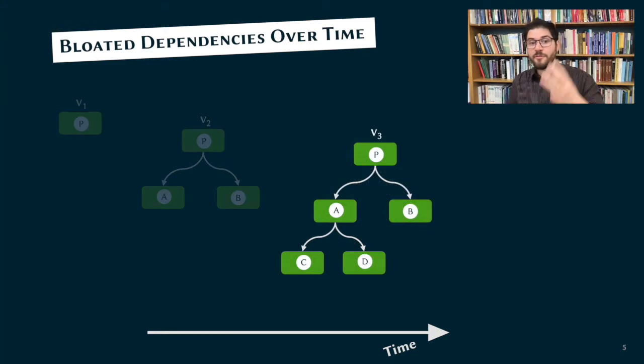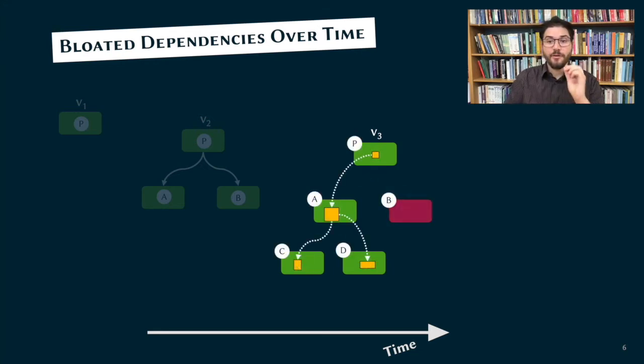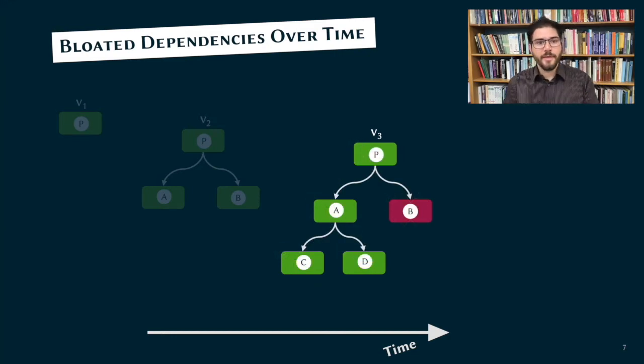Then, the third version of the project is released. At this point, the developers of dependency A decide to augment its functionality and declare two more dependencies, C and D. These are now transitive dependencies of project P. Suppose that developers of P don't use the functionality of B anymore. Then, this dependency is not used and becomes a bloated dependency of project P. However, although unnecessary, developers keep this dependency in the POM of P. For example, because they are not sure if the dependency will be necessary in the future.